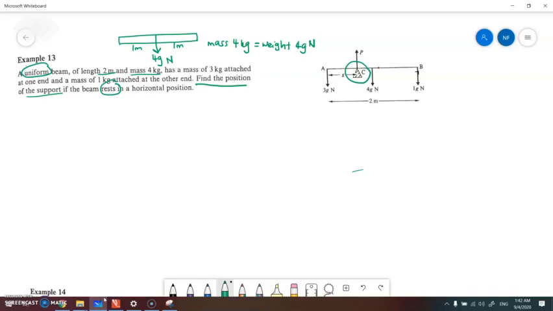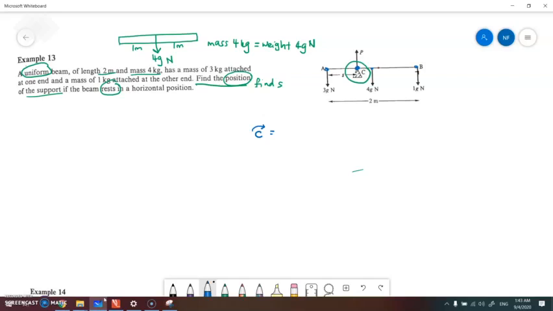So how do you want to find the position? The keyword position means the distance. So here the distance of S. So actually the question is you have to find S. How do you want to find S? You can use any point on this rod, but because the question already gave you the distance of the support, we can just use the point at C. We can find the moment about C.